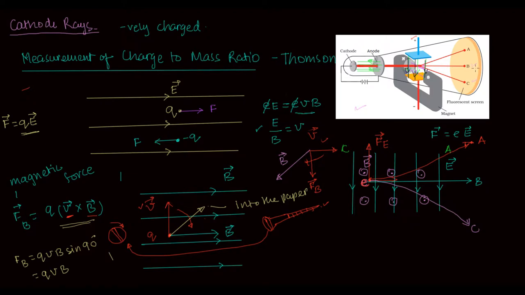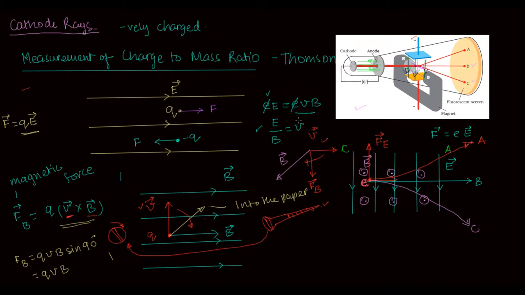And where is that possible? When the electric force eE, where q is equal to e, is equal to qVB. Again, q is equal to e. That's why I have written this as e, which is the charge on the electron that we still don't know. Fine? So what happens? They get cancelled and E upon B becomes equal to V.